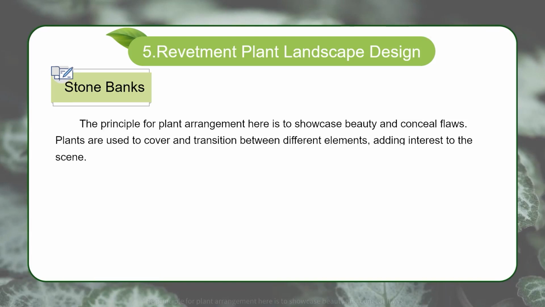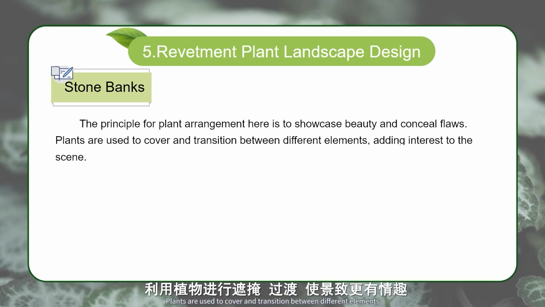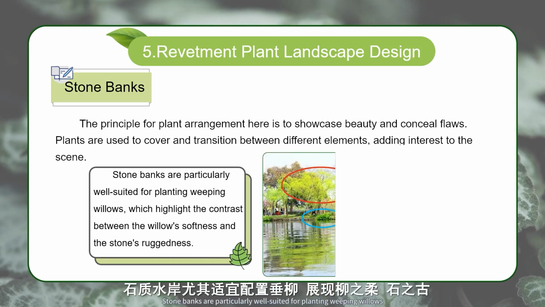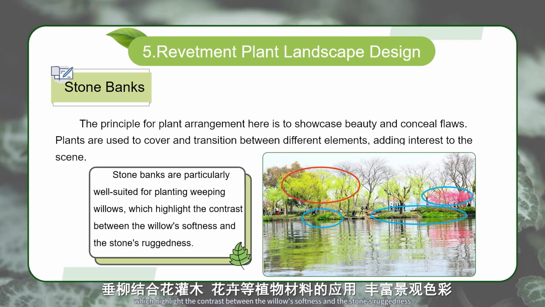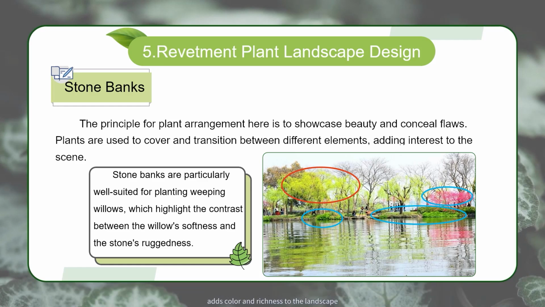Stone banks. The principle for plant arrangement here is to showcase beauty and conceal flaws. Plants are used to cover and transition between different elements, adding interest to the scene. Stone banks are particularly well-suited for planting weeping willows, which highlight the contrast between the willow's softness and the stone's ruggedness. The combination of weeping willows with flowering shrubs and other plants adds color and richness to the landscape.